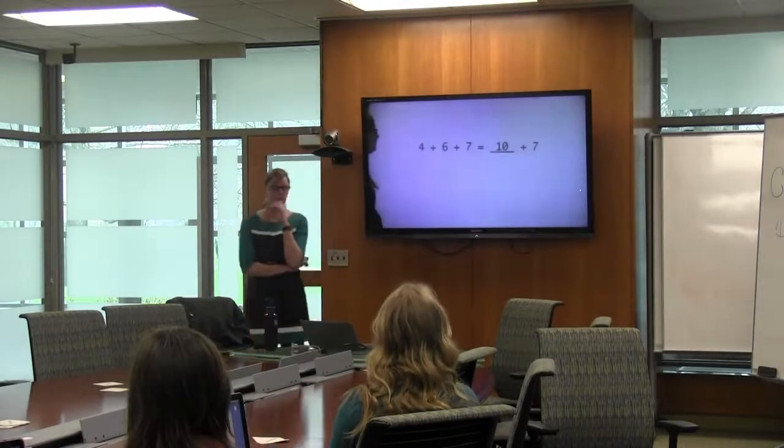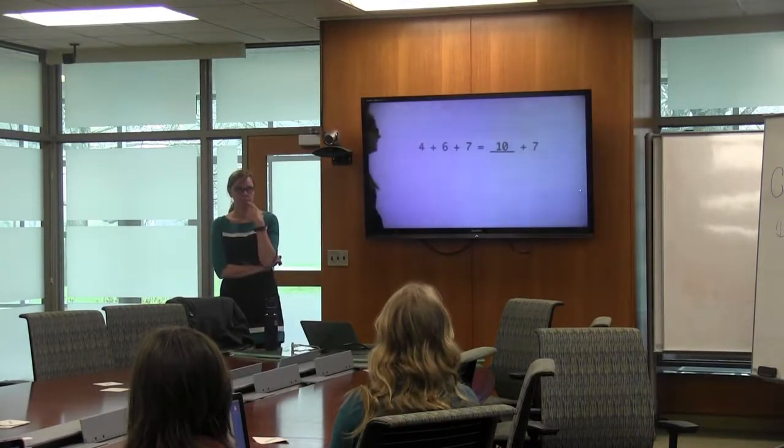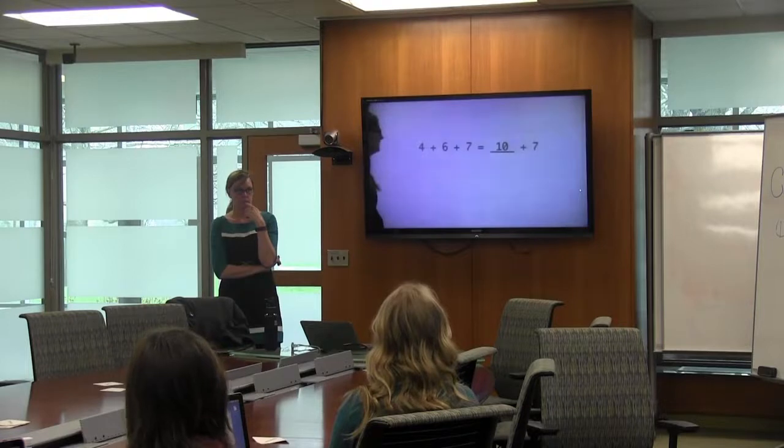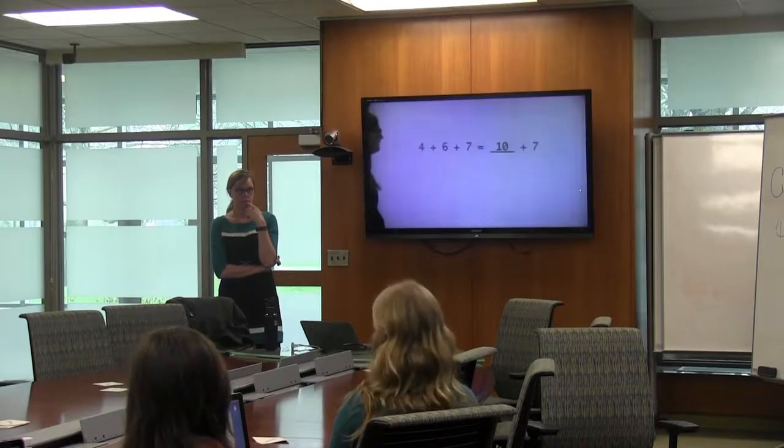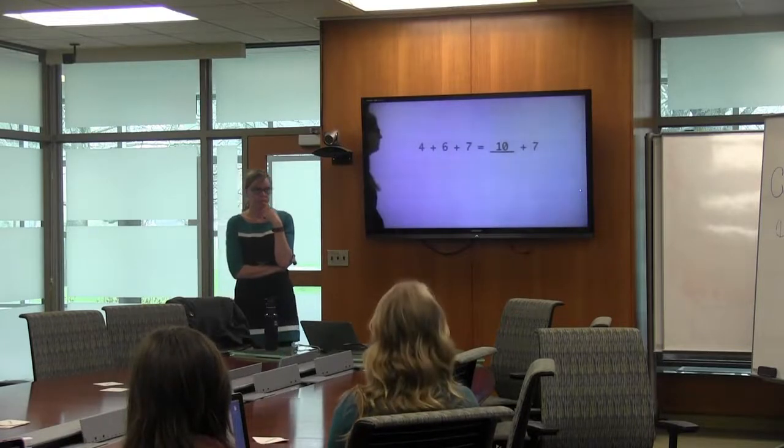So I want to make one side equal to the other side. So 4 plus 6 plus 7 is 17, and 10 plus 7 is 17. So one side is equal to the other side.